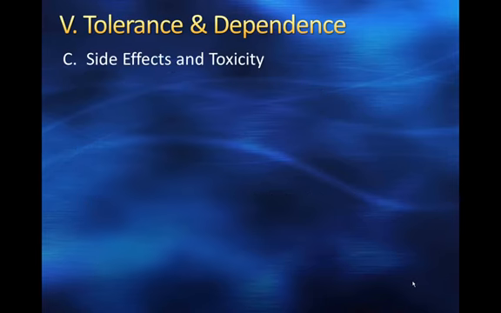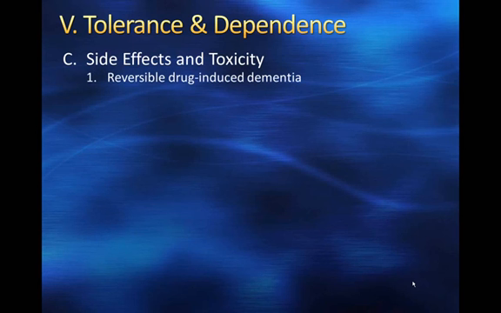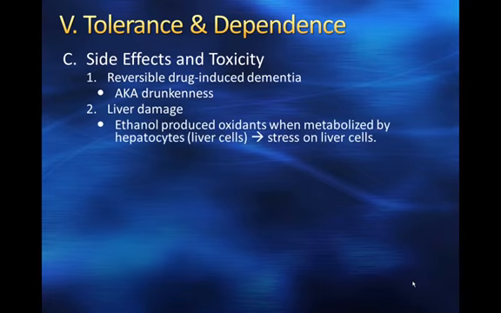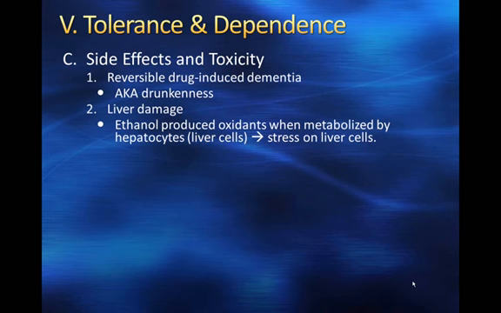There are important side effects and toxicity that can develop with alcohol. Of course, we get a reversible drug-induced dementia. People lose their ability to form memories during alcohol abuse. We call it drunkenness. There is clear liver damage. My father was a chronic alcoholic and ended up needing a liver transplant because of his chronic alcohol abuse.